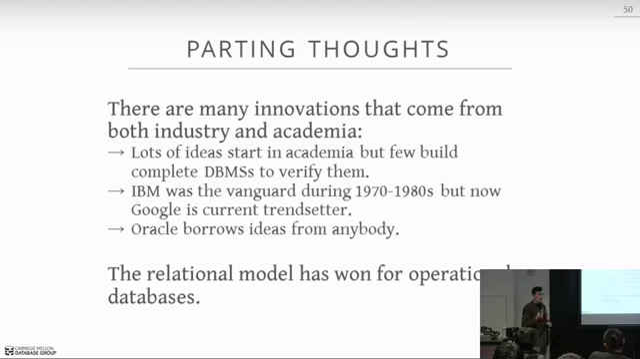IBM was, I consider, the vanguard, or the leading database system company in the 1970s and 1980s. A lot of the early ideas come from what these guys came up with. They had one of the first distributed database systems. They had one of the first in-memory database systems. I don't think it's that way anymore.